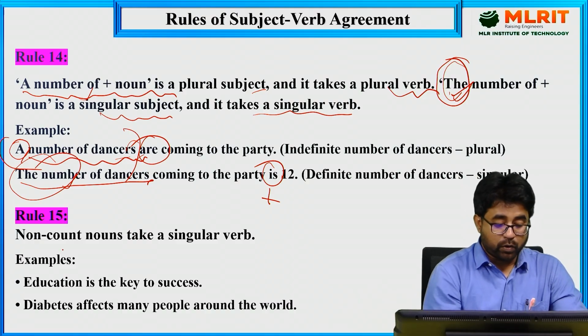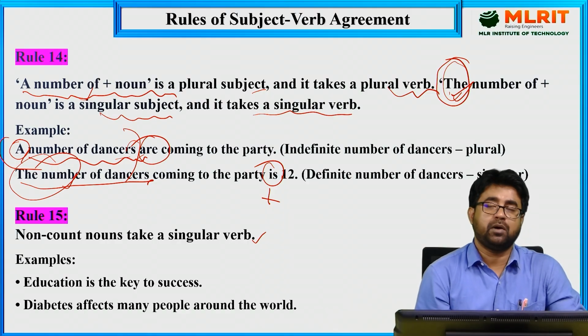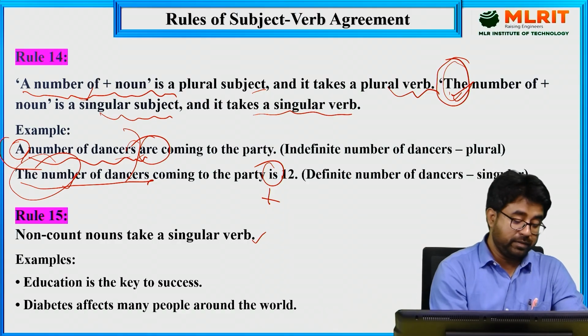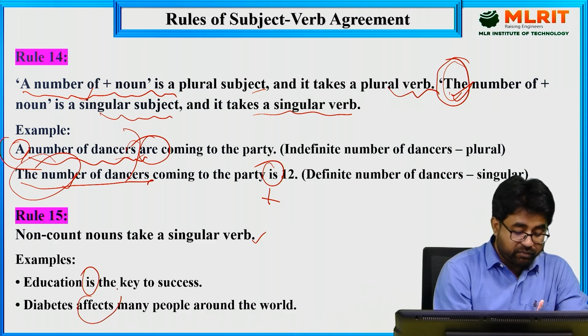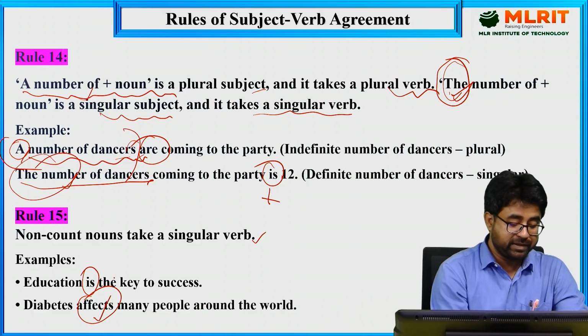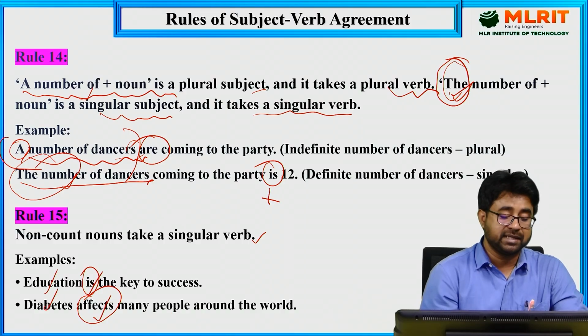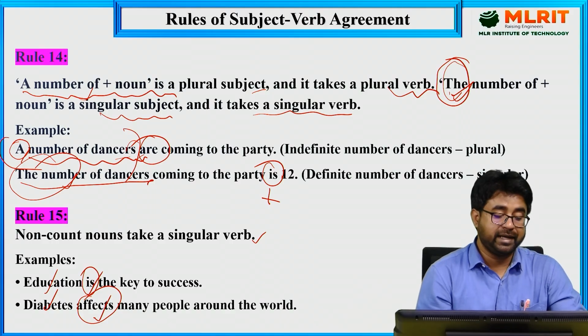Next rule, non-count nouns take a singular verb. This is pretty simple. If we are talking about non-count or uncountable nouns, they always take singular. Education is the key to success. Diabetes affects many people around the world. So you can say singular subject. These are all considered uncountable nouns. So they are always singular in nature.